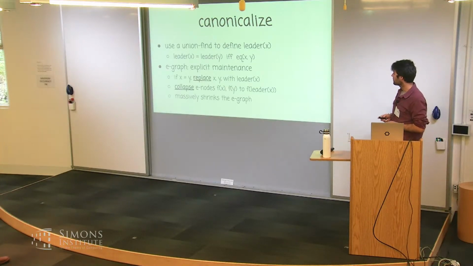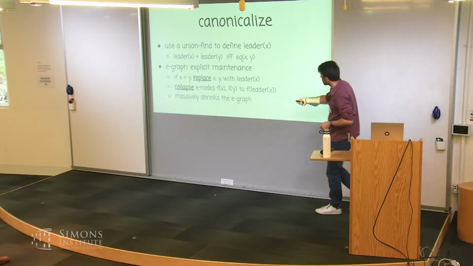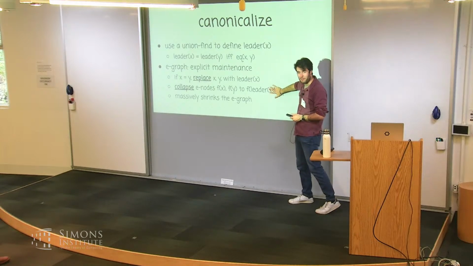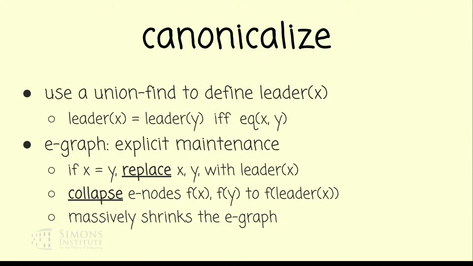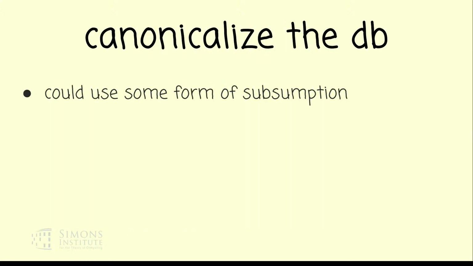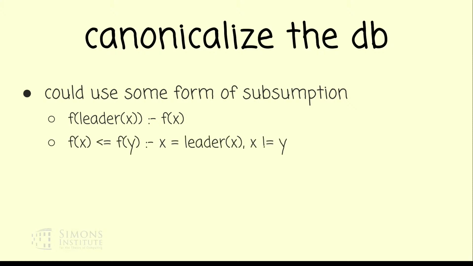All right. So yeah, the key thing that we need to do is actually just go in and poke around in the database, the eGraph, and change the values such that only canonical values are mentioned. This is the thing that massively shrinks the data structure. This is the thing that we're missing. So what do we do? Well, we canonicalize the database. All right, we could use a form of subsumption, and this is how the subsumption rule would sort of look.